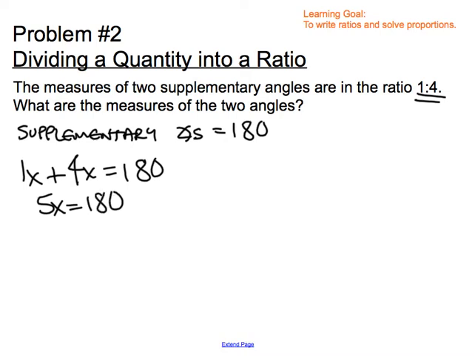5 goes into 18 3 times. And 5 goes into the remaining 30 6 times. So in this case, one of the angles measures 36 degrees. To find the second angle, we have to have 4 times x. 4 times 6 is 24. 4 times 3 is 12, plus the remaining 2 from the earlier problem, we have 144.